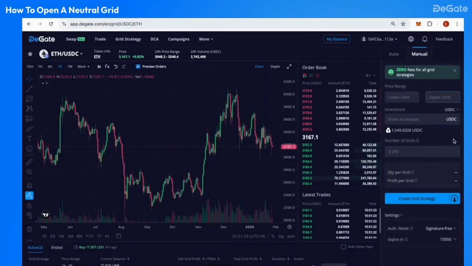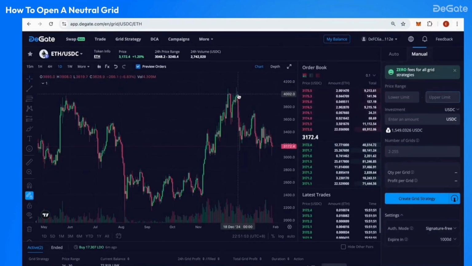Now, using the ETH-USDC trading pair, I'll show you how to set up a neutral grid. From this daily chart, you can see that ETH has been fluctuating in the 3,000 plus range for some time. The current ETH price is around 3,160, and I don't know if it will rise or fall in the short term.